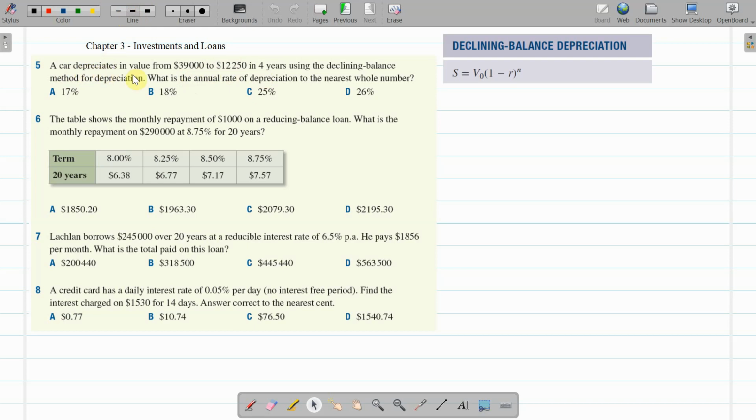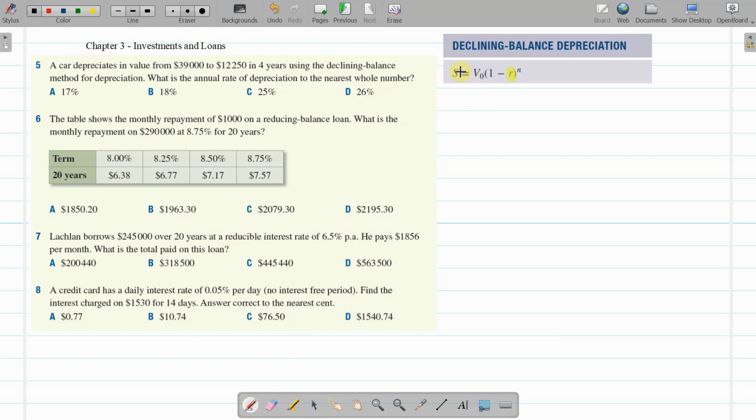It says a car depreciates in value from 39,000 to 12,250 in 4 years using the declining balance method for depreciation. There's the formula here. What is the annual rate of depreciation to the nearest whole number? So what we're actually trying to find, I'll just highlight what we're trying to find, is the R, because we have everything else.